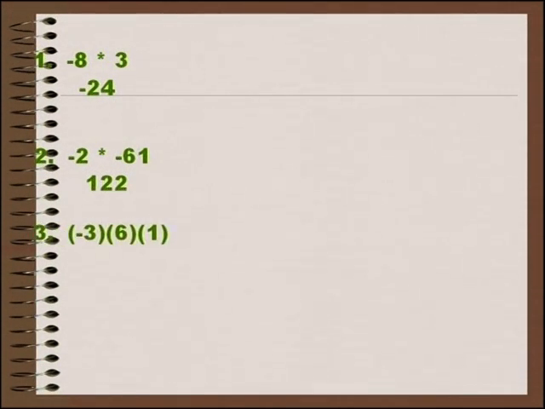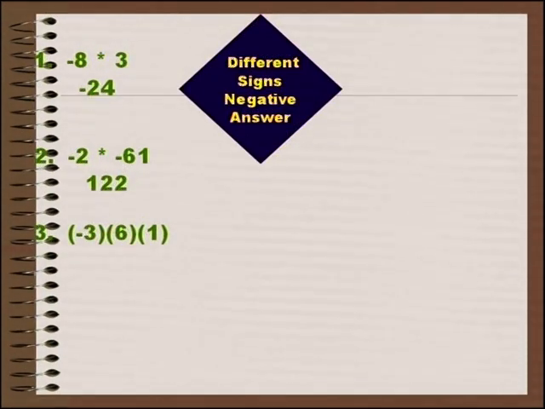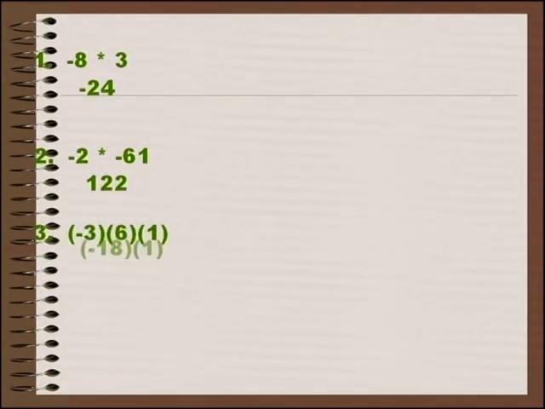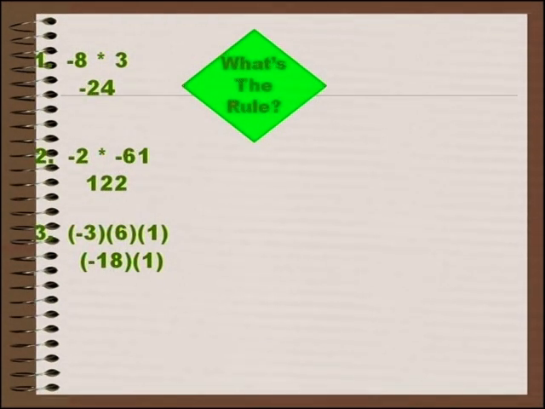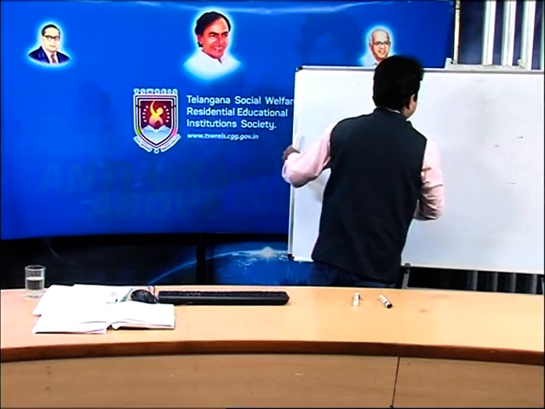I am giving one more: minus 3 times 6 times 1. When you consider this, what will the answer be? Verify by using the law: different signs generally give a negative answer. That is minus 3 times 6, which is minus 18, and times 1 again keeps the minus sign. So finally you will get the answer minus 18.